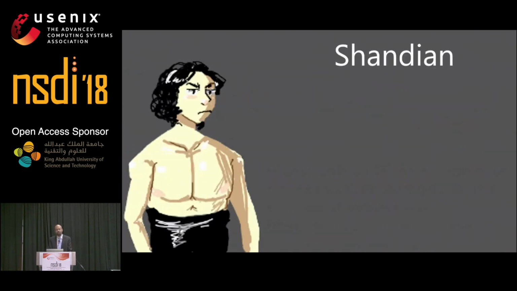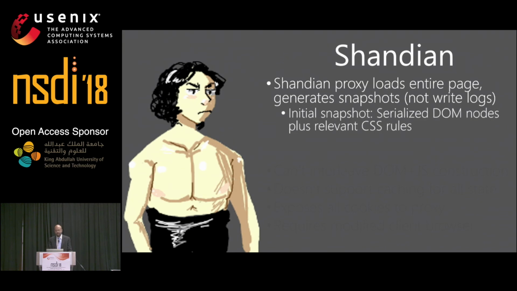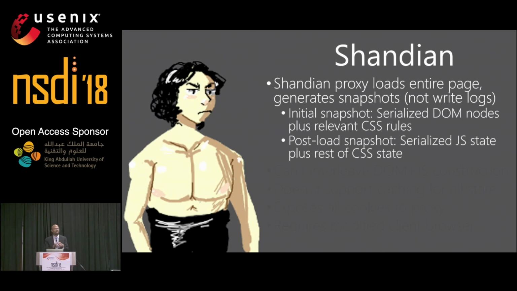Shion is another piece of work. It's a proxy-based system that does handle DOM state. The basic idea is that a proxy is going to load the entire page and generate two snapshots. An initial snapshot, which essentially just contains serialized DOM nodes, and then a post-load snapshot, which essentially contains the rest of the page, including the JavaScript state.